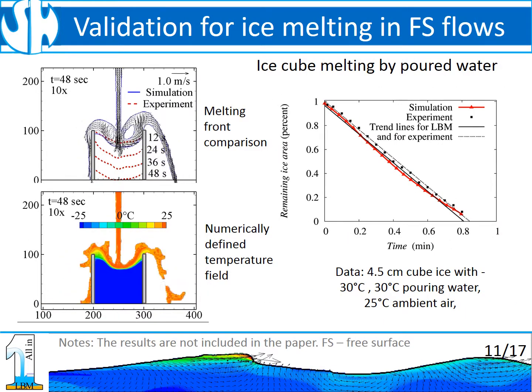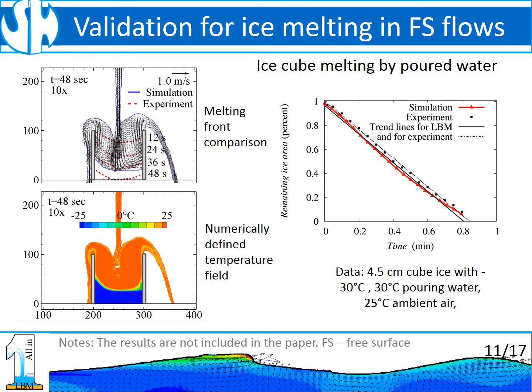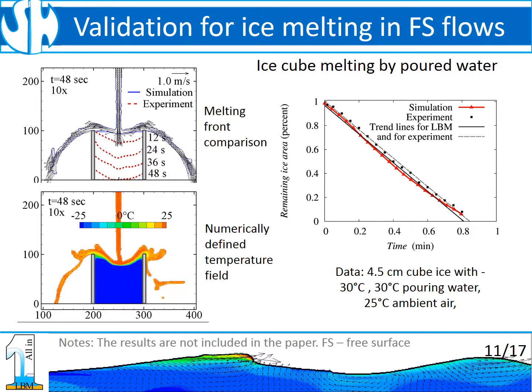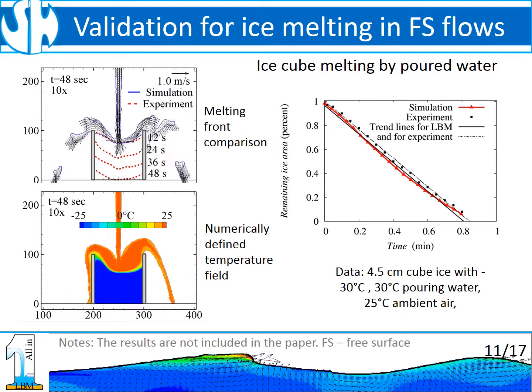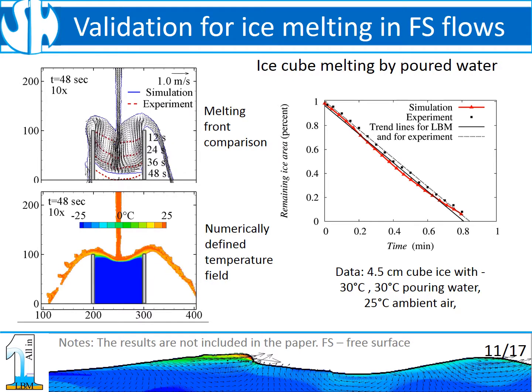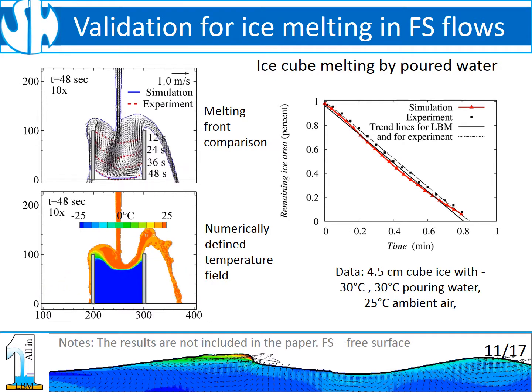I would like to give one more validation for the numerical code. We carried out an experiment of an ice cube placed in a glass melting by poured water on it. We measured the melting front and remaining ice area and compared the experimental and numerical results. We found also good agreement from the comparison.